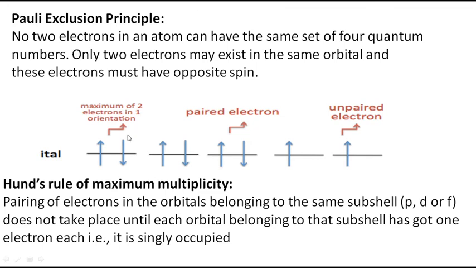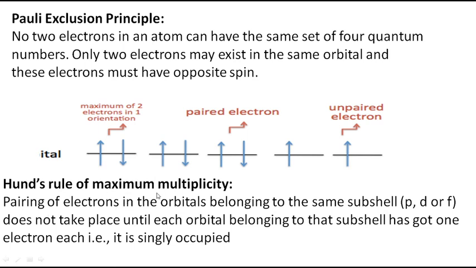So a maximum of 2 electrons only can occur, and they are always paired like this, having opposite spins, opposite moment, clockwise direction and anti-clockwise direction. So they cannot have the same spin. In one particular orbital they cannot have the same spin. That is called Pauli's exclusion principle.